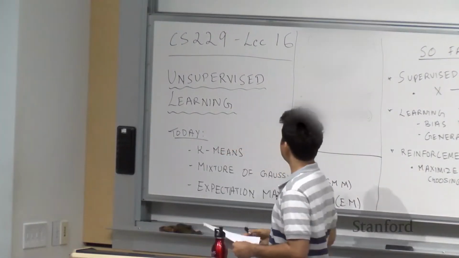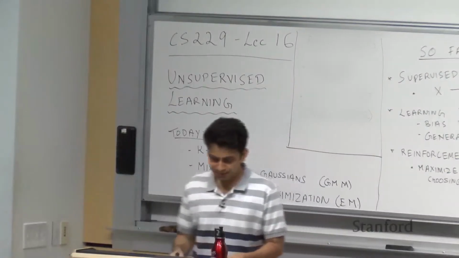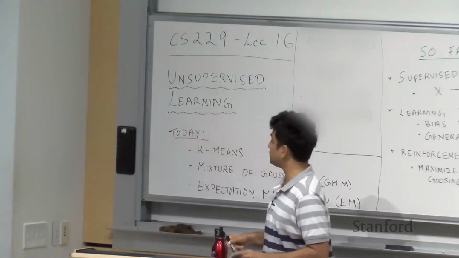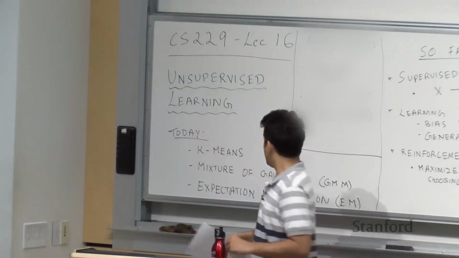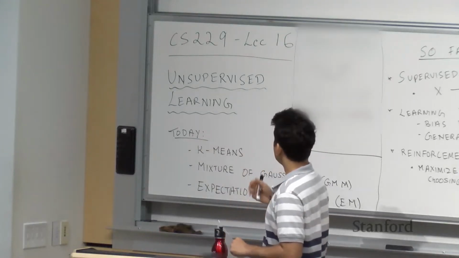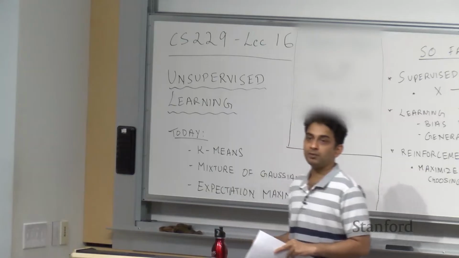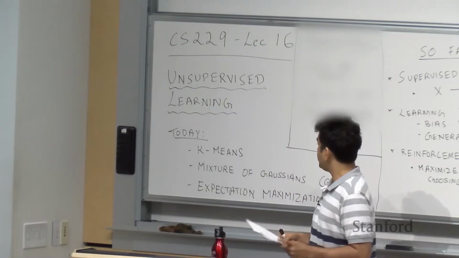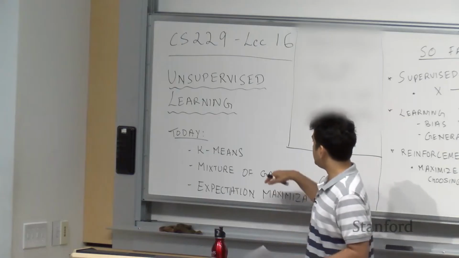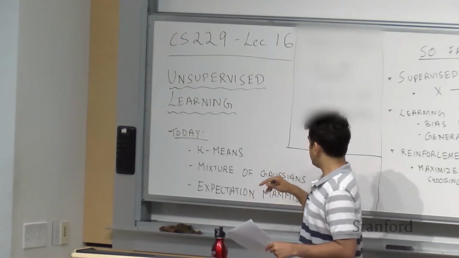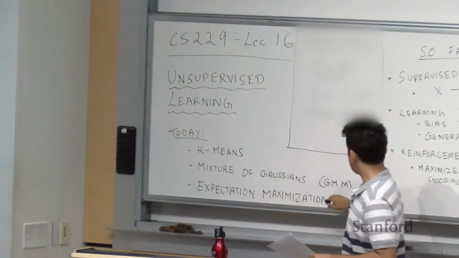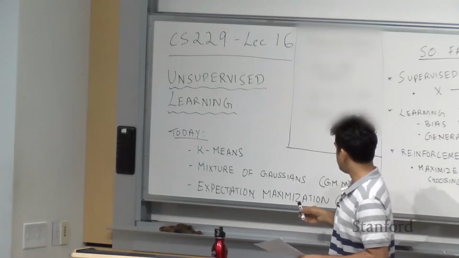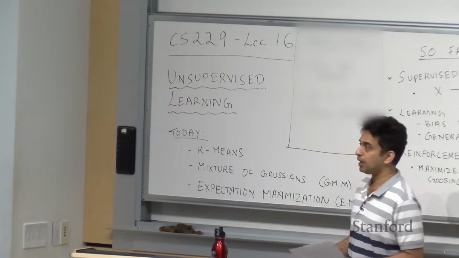So this is lecture 16 of CS229, and today we're going to start a new chapter on unsupervised learning. Right? So unsupervised learning will be the broad topic for the rest of this week and parts of next week. And the specific topics for today are the k-means algorithm, the mixture of Gaussians, which is also called the GMM or Gaussian Mixture Models, and the expectation maximization algorithm.